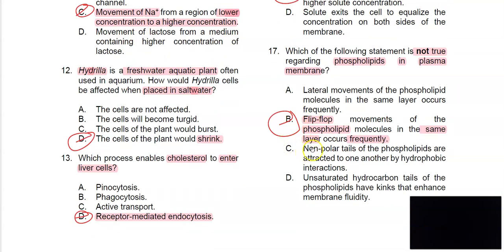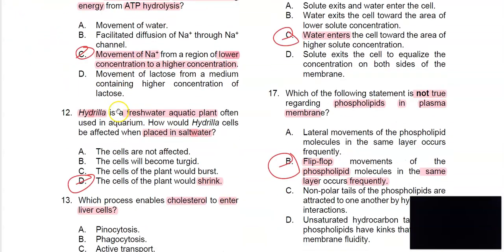For C, we look at C first. Non-polar tails of the phospholipids are attracted to one another by hydrophobic interaction. So this enables the formation of the phospholipid bilayer itself, through the interaction of the hydrophobic tails of the phospholipid molecules to form the bilayer of the membrane. And then D, unsaturated hydrocarbon tails of the phospholipid have kinks that enhance membrane fluidity. So this is especially important in plants, as we have looked at in the winter week earlier.